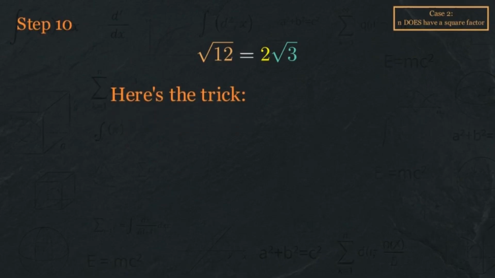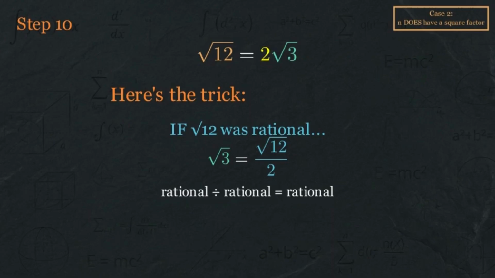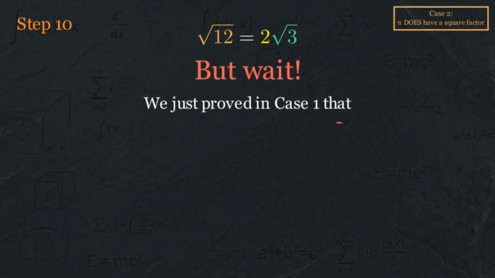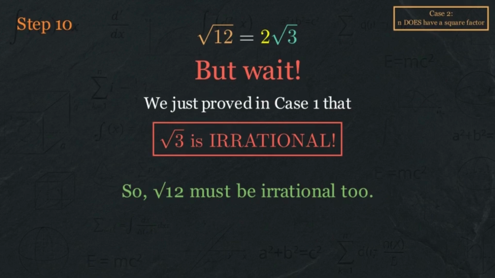Step 10. Here's the trick. If the square root of 12 was rational, then the square root of 3 would have to be rational too, because rational divided by rational is rational. But wait, we just proved in case 1 that the square root of 3 is irrational, so the square root of 12 must be irrational too.